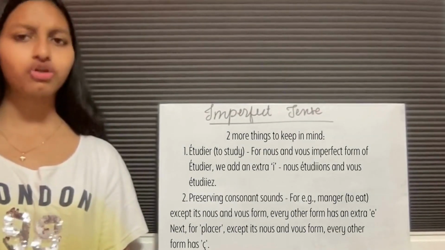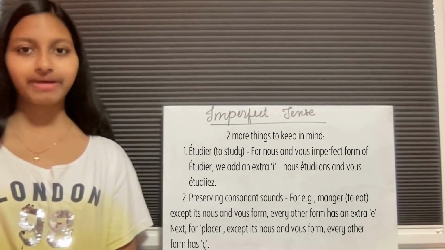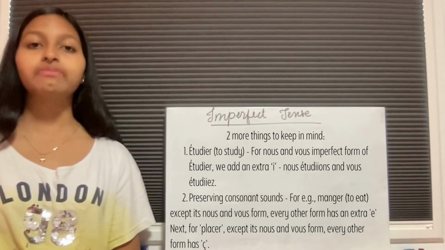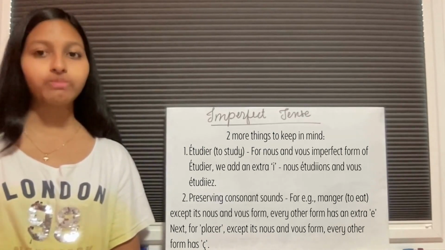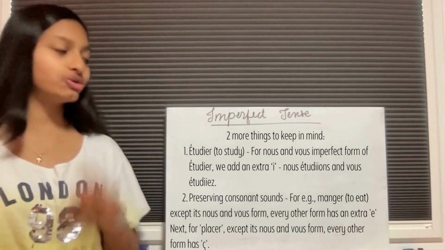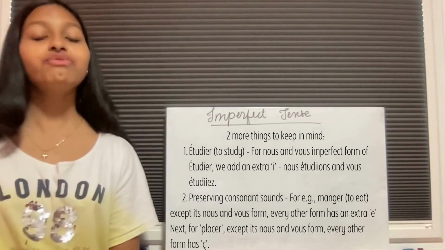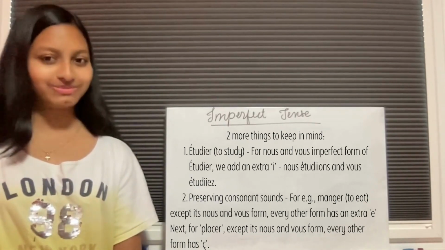Last, but certainly not the least, we have 2 more things to keep in mind. The first one is related to the verb étudier, which means to study. So for its nous and vous imperfect form, we add an extra I as is shown over here: nous étudiions and vous étudiiez, just to make the pronunciation better.